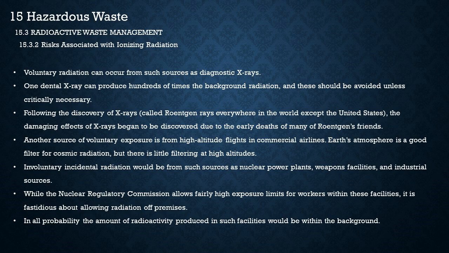Another source of voluntary exposure is from high-altitude flights in commercial airlines, where Earth's atmosphere is a good filter for cosmic radiation, but there is little filtering at high altitudes. Involuntary incidental radiation would be from such sources as nuclear power plants, weapons facilities, and industrial sources. While the Nuclear Regulatory Commission allows fairly high exposure limits for workers within these facilities, it is fastidious about allowing radiation off premises. In all probability, the amount of radioactivity produced in such facilities would be within the background.